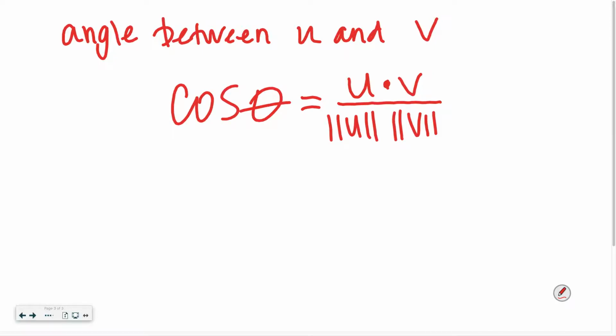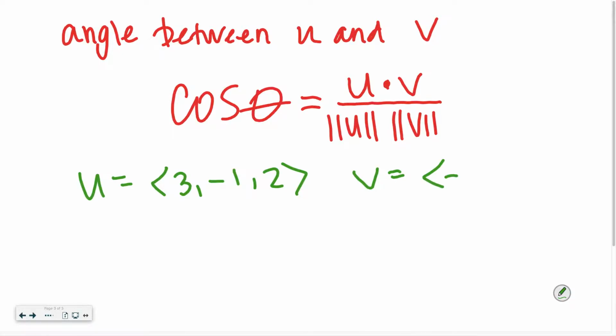Okay, so how many points does it take to create a plane? 3. So if we have two vectors in standard position, so they share the 0, 0 coordinate, and then this vector goes to this point, this vector goes to this point, we can create a plane through the two vectors. And in that plane, we can measure the angle between the two vectors. Yes? Okay. So let's find the angle between vector 3, negative 1, 2, and vector negative 4, 0, 2.